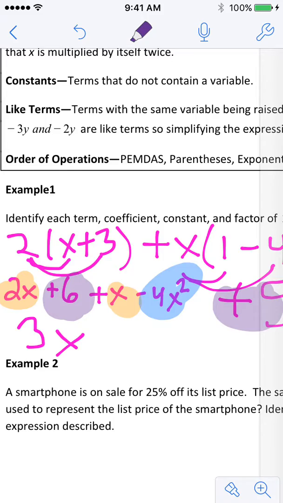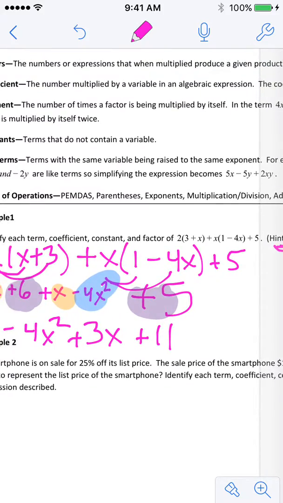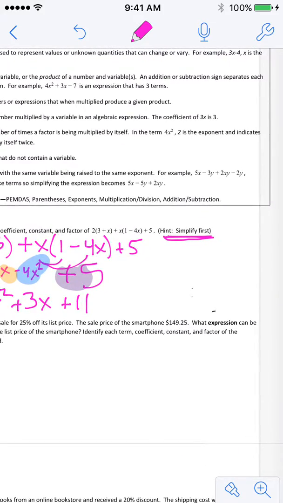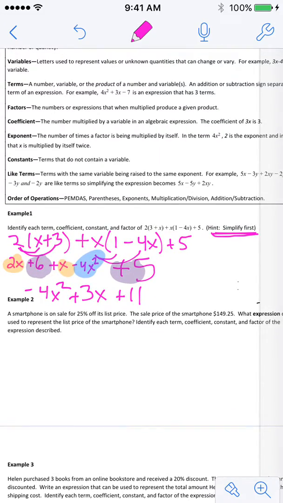Alright, so in the end, let's put these in order. In the end, we have a negative 4x squared, right? That blue guy. And then we also have a plus 3x. And then what's 6 plus 5? Well, hopefully you said 11. Good. Alright, we've simplified it. Now, we need to actually do the problem. So, we've simplified first. That was probably the easy part, something that was reviewed from last chapter, right?